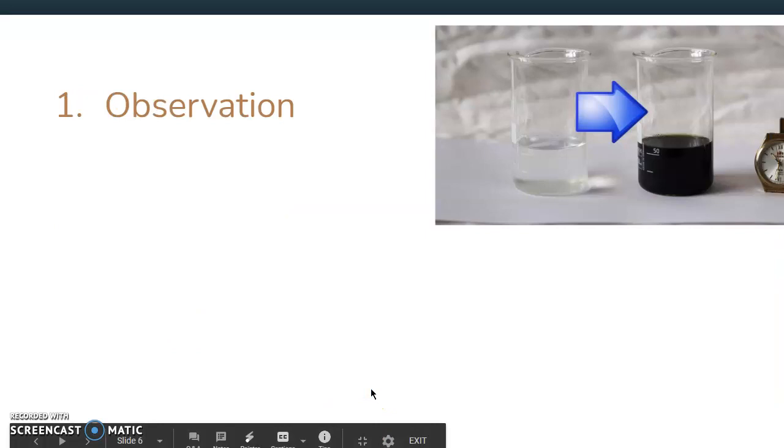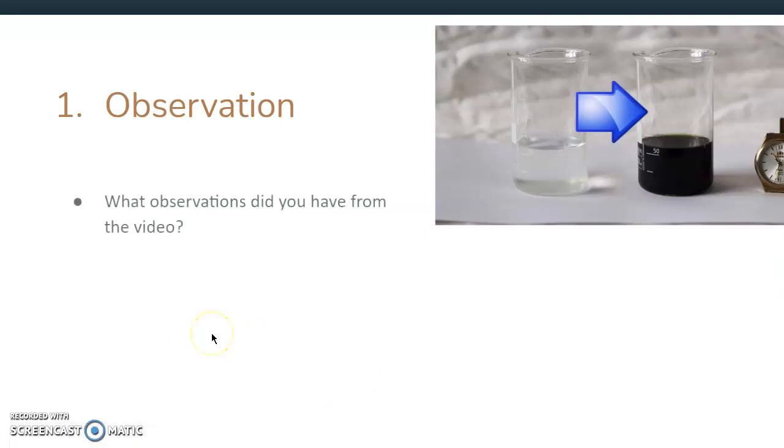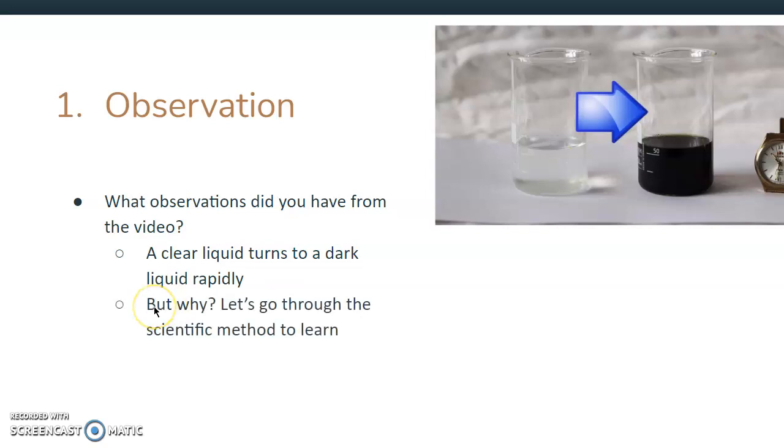But first, our observation. What did we see in that video? I noticed that we have a very clear liquid go to a dark liquid very rapidly. In this picture, we start with a clear liquid and go to a dark liquid. I'm curious if you noticed anything else, maybe how long it took, how many times they switched it back and forth, or what they used in it. But we're curious why. We have this observation, but we have a question: why does this happen?